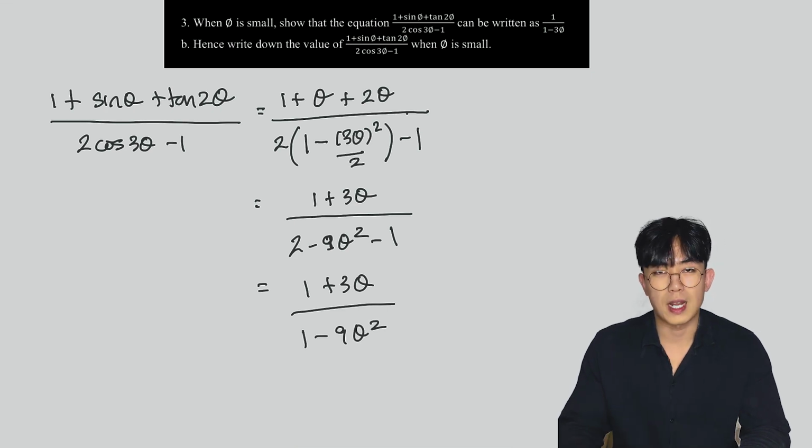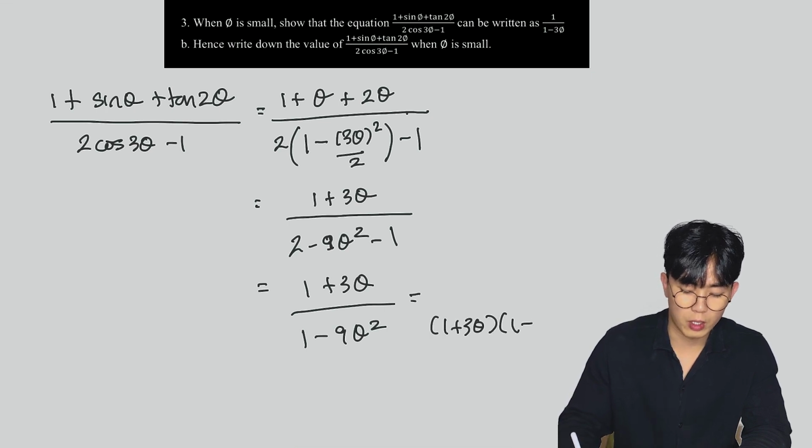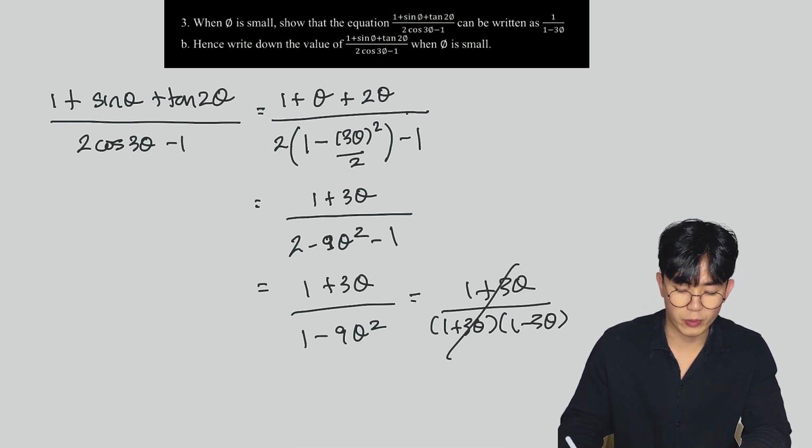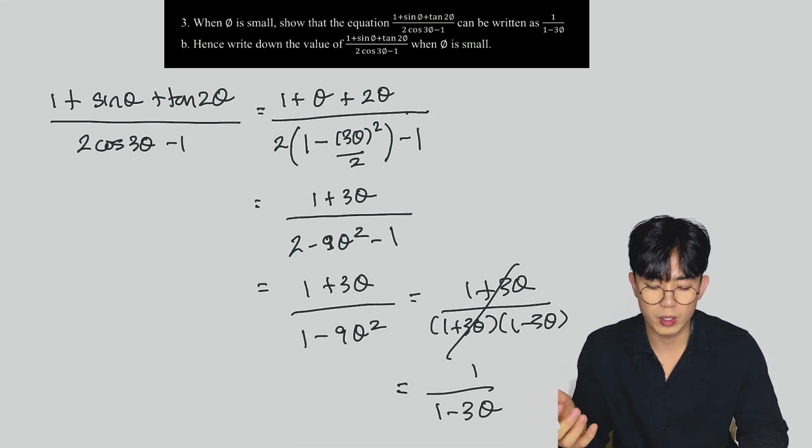Once again, we can now factorize the denominator, because that will now become 1 plus 3 theta, 1 minus 3 theta, plus, and the 1 plus 3 theta at the top, which will cancel out, and you'll be left with 1 over 1 minus 3 theta, and that's what they want us to find.